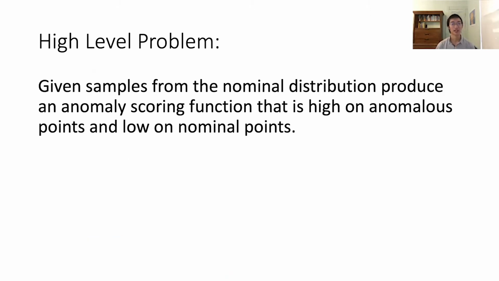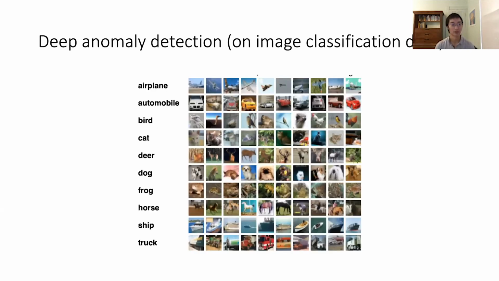So just to go over the high-level problem, anomaly detection is a large field. However, we're looking at a specific problem where, given samples from the nominal distribution, we produce an anomaly scoring function that is high on anomalous points and low on nominal points. This also goes by a few other names, such as outlier detection or anomaly detection, depending on what field you come from. So we're specifically focused on deep anomaly detection, and this is normally done on image classification data sets.